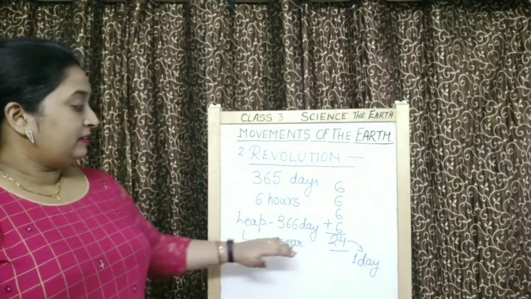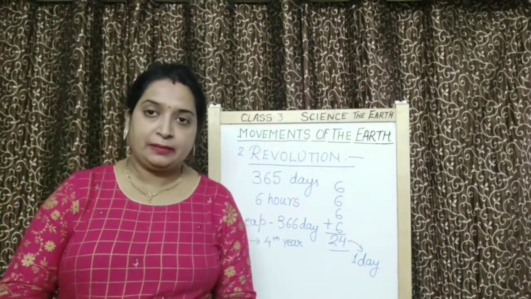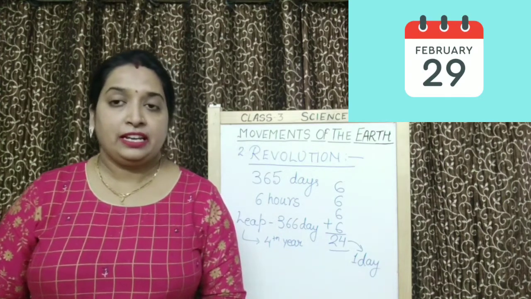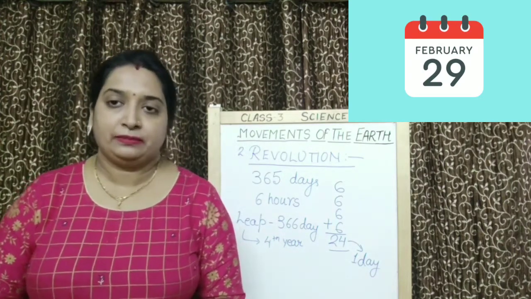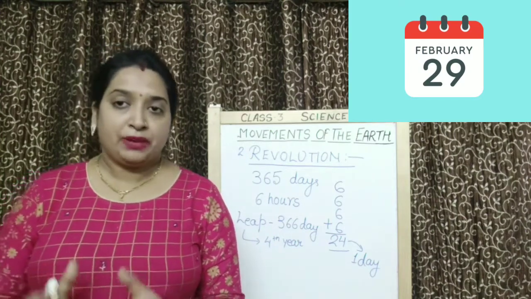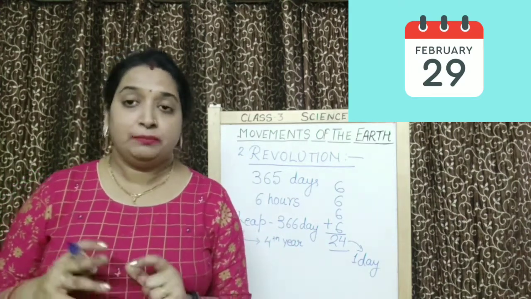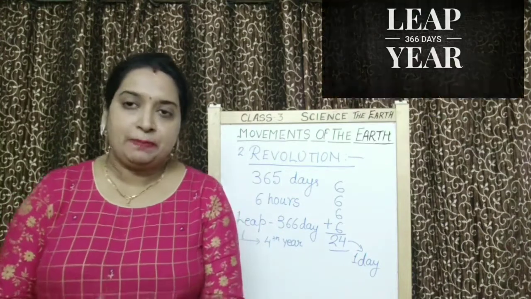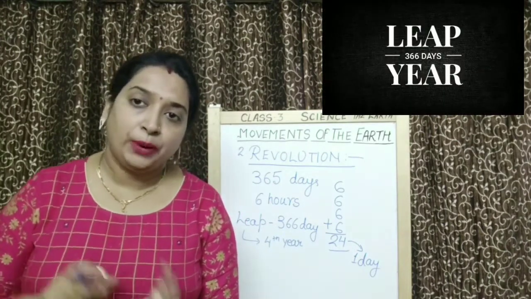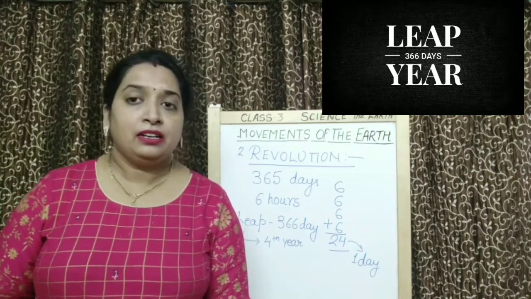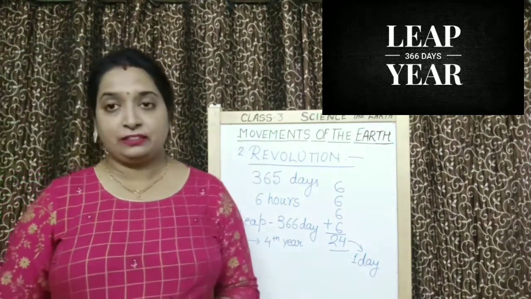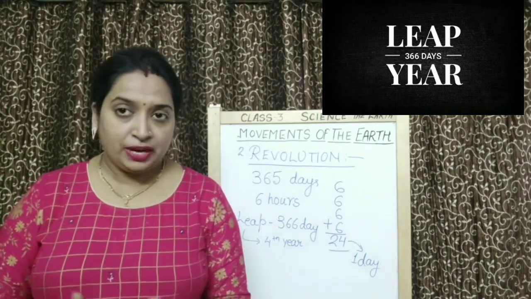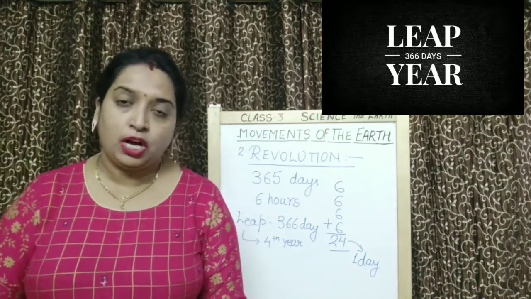And where do you count this 366th day in a leap year? Yes, we count it in the month of February. Generally in a year February has 28 days. But in a leap year February has 29 days because 366 days are considered in a leap year. So that extra one day in a leap year we count in February. That's why in February we have 29 days. Children, this year 2020 is also a leap year.